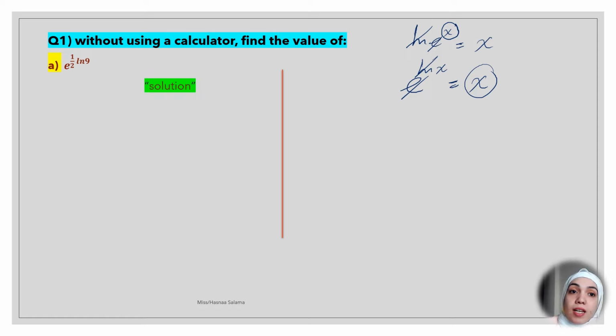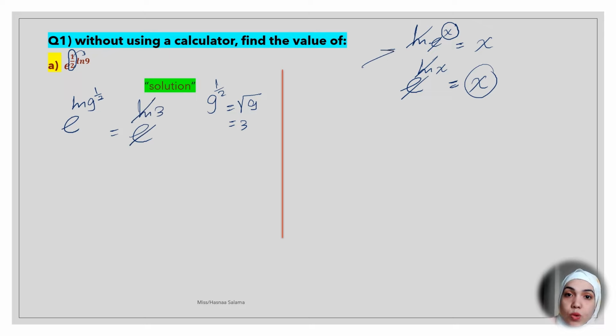Let's apply it here. e power half ln 9. We have a half before the ln, so we use the power law and write it as a power. It will be the same if we write it like this: ln 9 power half, because of the power law. Nine power half means the square root of 9, which will be 3. So e power ln 3 cancel together, and the answer will be only 3. That's it. Next.